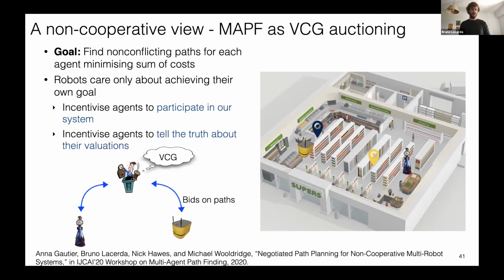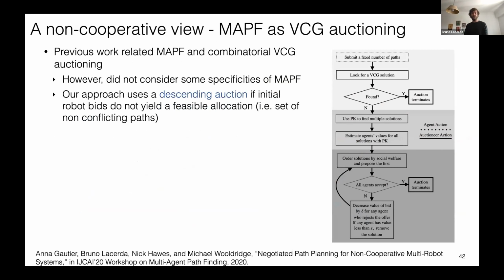And to do this, we basically framed this multi-agent pathfinding problem as a combinatorial Vickrey-Clarke-Groves auction. In this case, we're not auctioning off tasks; we're auctioning off paths in this environment. And the auctioneer is in charge of ensuring that the paths that are allocated to each of the robots are non-conflicting. Okay, so in fact, there's previous work that had done this connection between multi-agent pathfinding and combinatorial VCG auctioning.